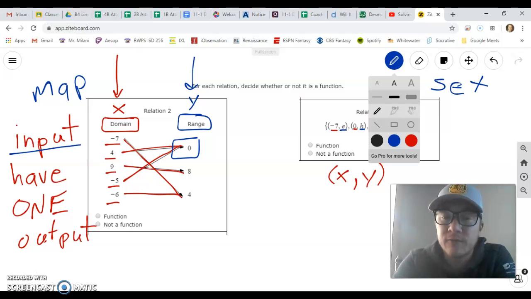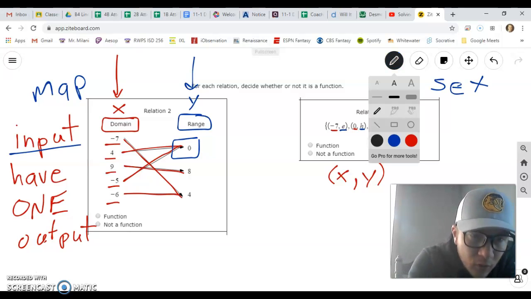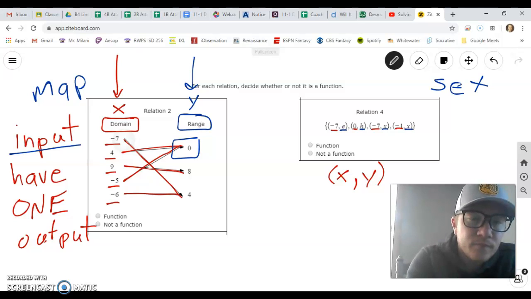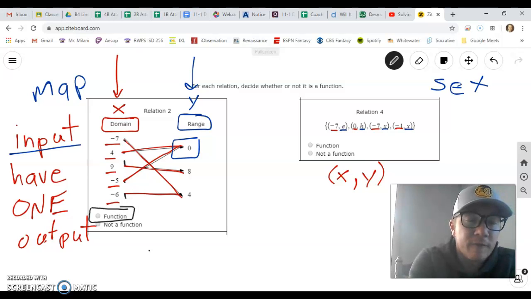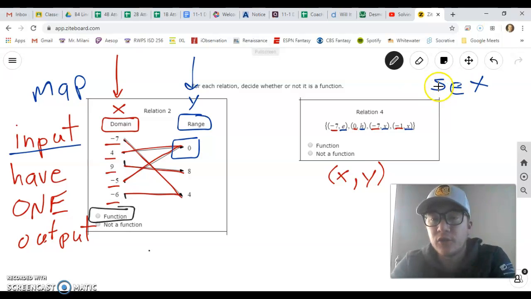So when we're looking at this first one, only one arrow here, one arrow here, one arrow here, one arrow here, one arrow here. There's nothing on there that has more than one arrow coming out of the domain, so this would be a function. That first one would be a function.